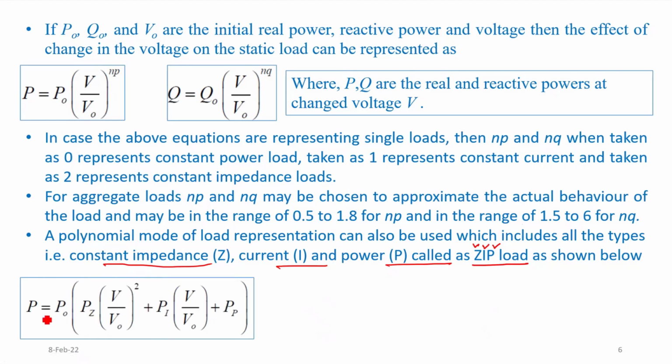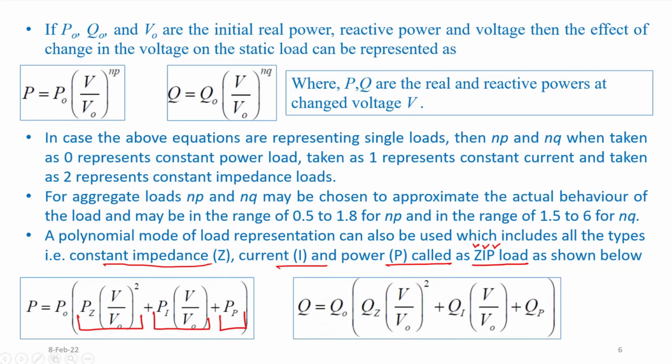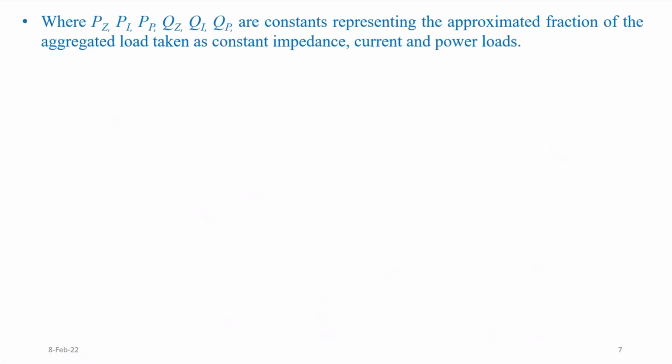It is shown here as P equal to P naught into PZ, V by V naught squared, plus PI, V by V naught, plus PP. So this is a combination of all kinds of load. This part represents your constant impedance load, this part represents your constant current load, and this part represents your constant power load. Similarly for reactive power, the same structure applies. Here PZ, PI, PP and QZ, QI, QP are constants representing the approximated fractions of the aggregated load taken as constant impedance, constant current, and constant power loads.